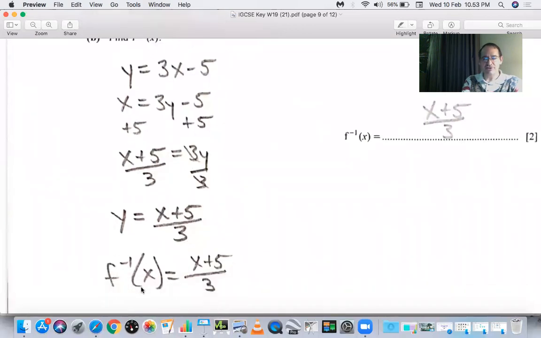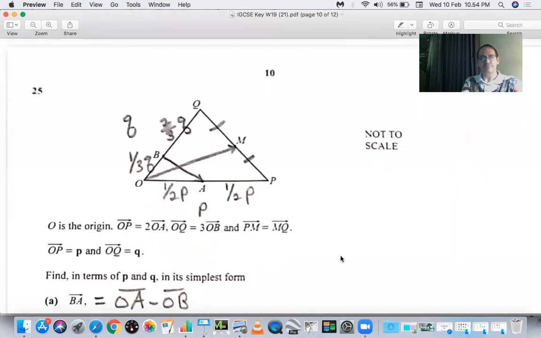Since you did switch x and y and solve for y, this now is your inverse function, and it's designated here f to the -1 of x, where the -1 is not an exponent, it's designating inverse function, and your answer is x plus 5 over 3.